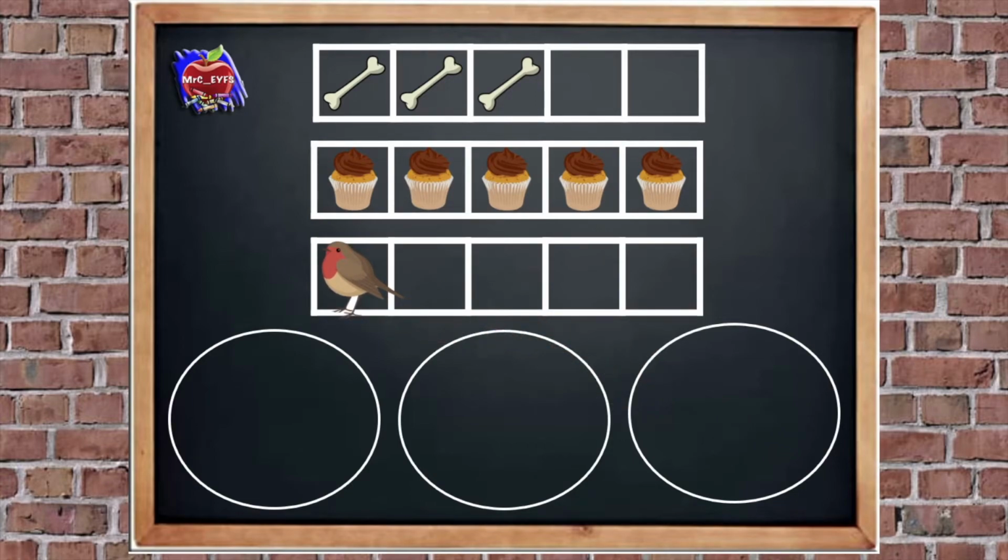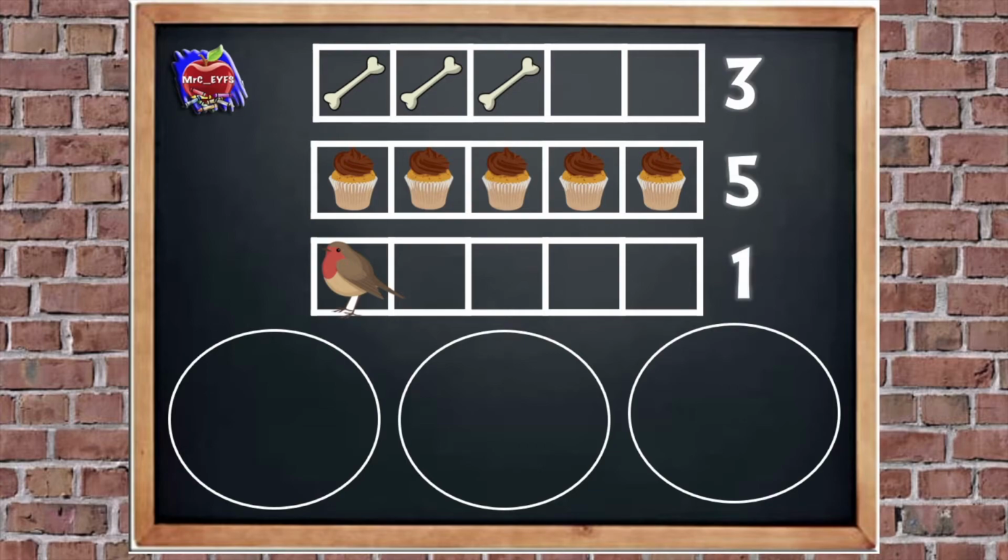So let's count the bones first. Are you ready? There's 1, 2, 3. And I'm going to put the number 3 at the end, just so we remember. Let's count the cakes. Are you ready? There's 1, 2, 3, 4, 5. Oh, that was quick. Right, so I'm going to put the number 5 at the end. And let's count the robins. Are you ready? There's 1. That was easy. And let's put the number 1 at the end.